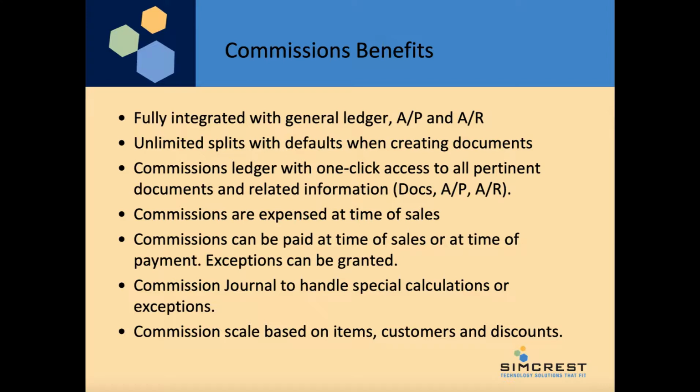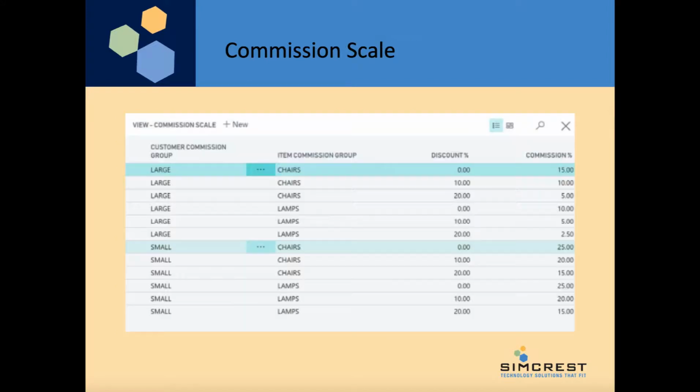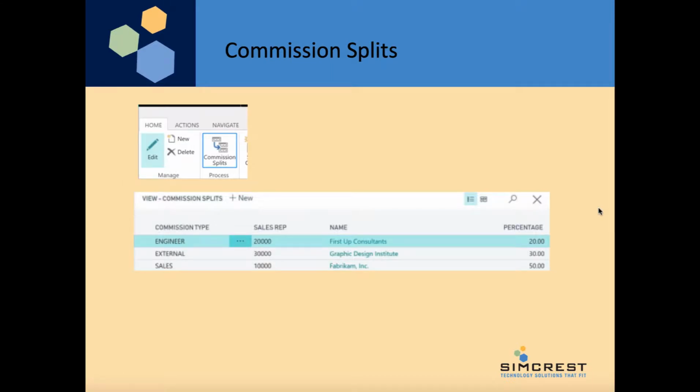The commission scale is based on items, customers and discounts and will be the base of the calculation of any commission. Here we're looking at the commission scale, and we can see here to the left that we have the customer commission group, we have the item commission group, and we have the discount. And each combination results in a commission percentage. There's an unlimited number of commission splits that you can have on any given document.